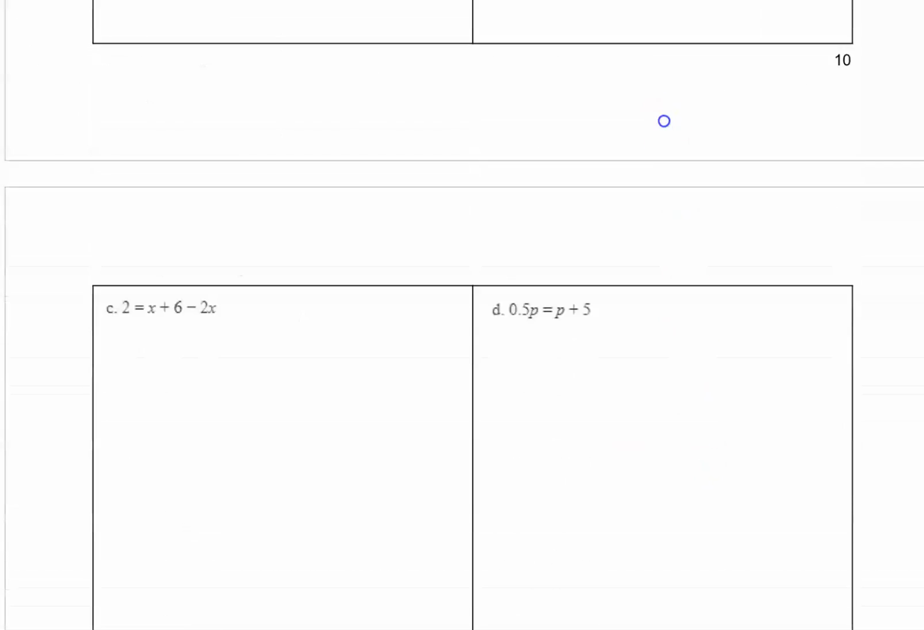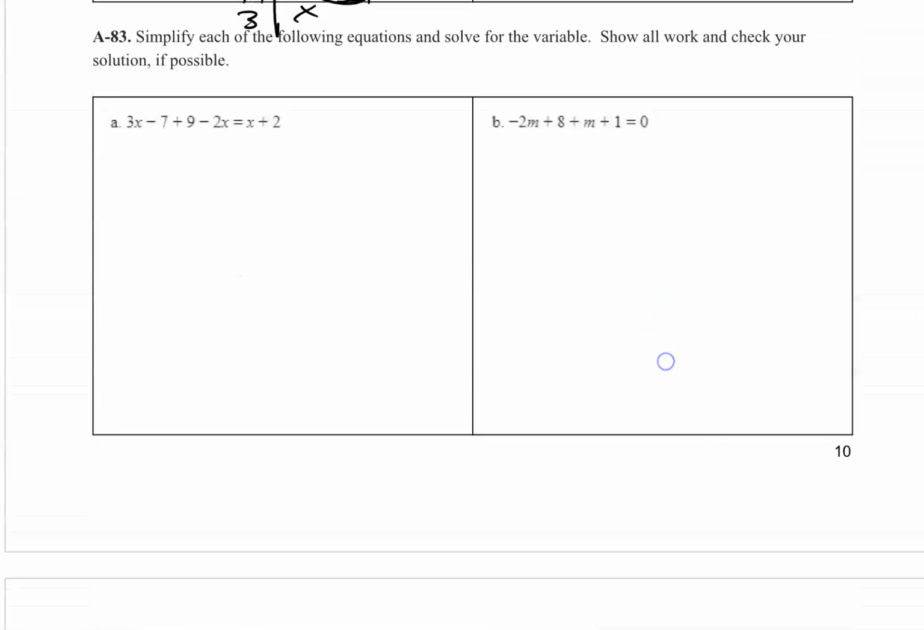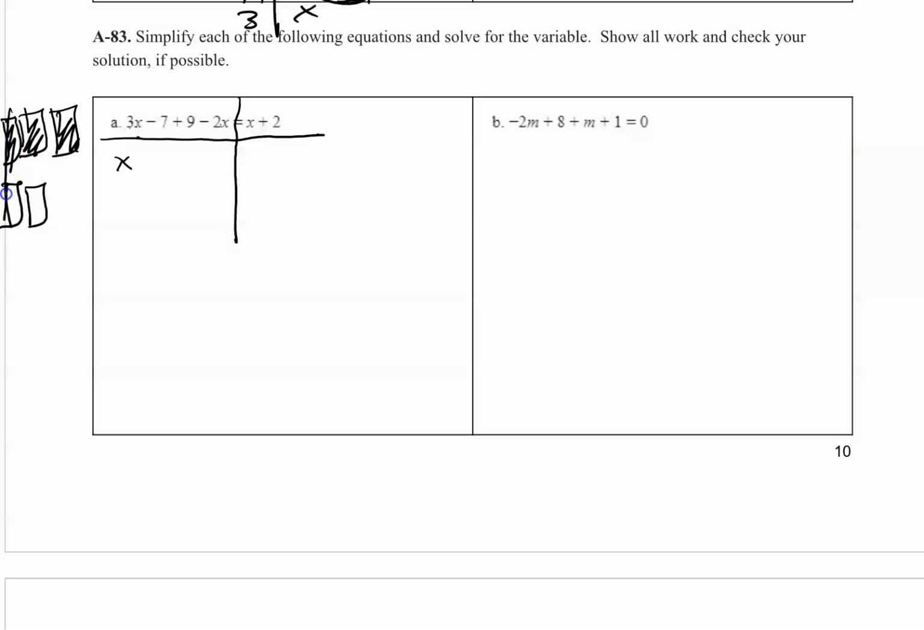Alright, for equations, I'm going to check because these are actually equations. Make my little table. Let's combine like terms first. 3x minus 2x. That's going to be x. Remember your 0 pairs. So we have x, x, and x. 3 shaded tiles. And then we have 2 negative tiles. So we have a 0 pair, a 0 pair. Those are going to be gone, and what's left? Just a single shaded x tile, or x. 9 and negative 7, that's plus 2.